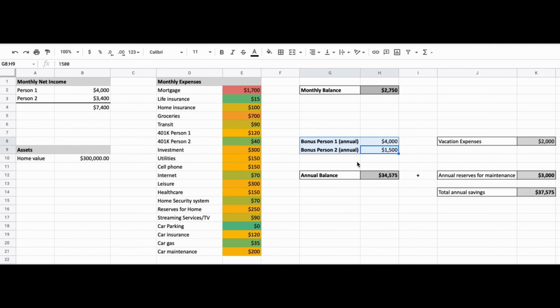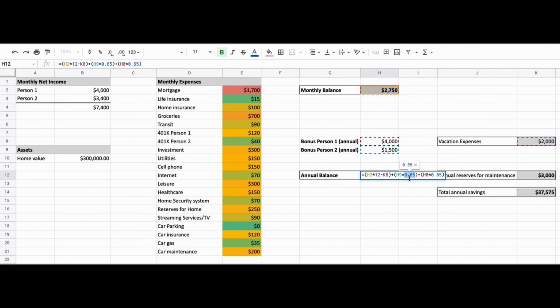For now, if we continue looking down, you will see I have also included a section for bonuses. Some people get bonuses, most on an annual basis, some quarterly, and I don't know anyone who gets a monthly bonus, but anyway, whatever your case, you can indicate the annual bonus you expect to receive from your employer here. The calculation in the next cell below will gather all the information from the monthly cash flow plus any bonuses that you may get. It will also consider your annual vacation expenses, which you may indicate in the cell K8.